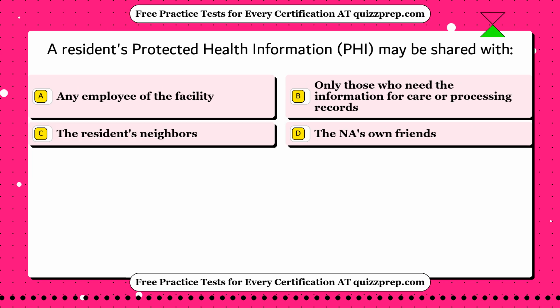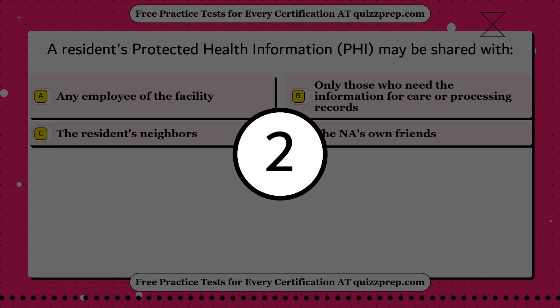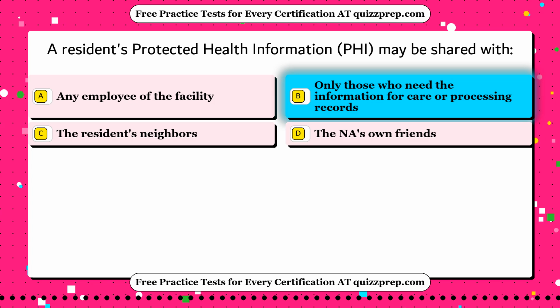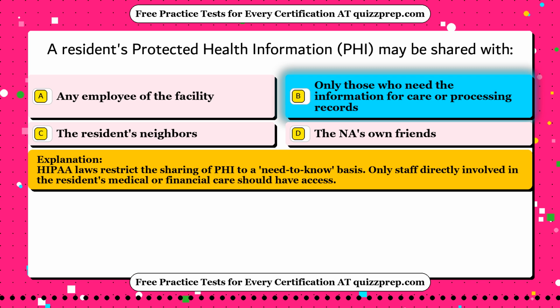Question 5. A resident's protected health information, PHI, may be shared with: Option A, any employee of the facility. Option B, only those who need the information for care or processing records. Option C, the resident's neighbors. Option D, the NA's own friends. The correct answer is Option B, only those who need the information for care or processing records. HIPAA laws restrict the sharing of PHI to a need-to-know basis. Only staff directly involved in the resident's medical or financial care should have access.